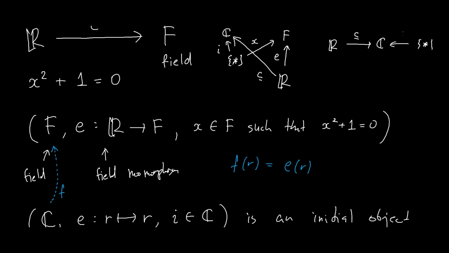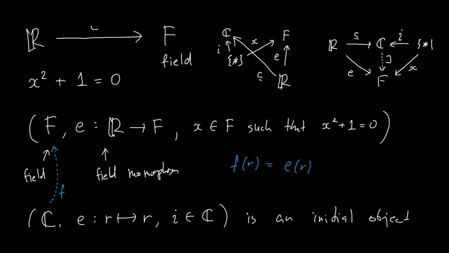So I can redraw this in this way. This is the inclusion, and this is i, and here we have F, and here we have E, and here we have X. And now we want to prove that there is a unique field homomorphism making these triangles commutative.